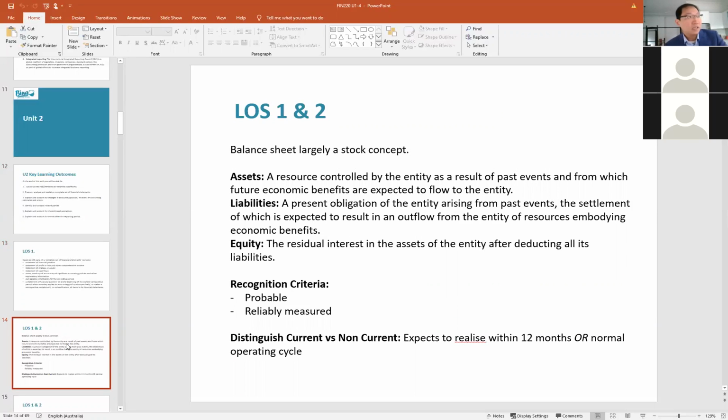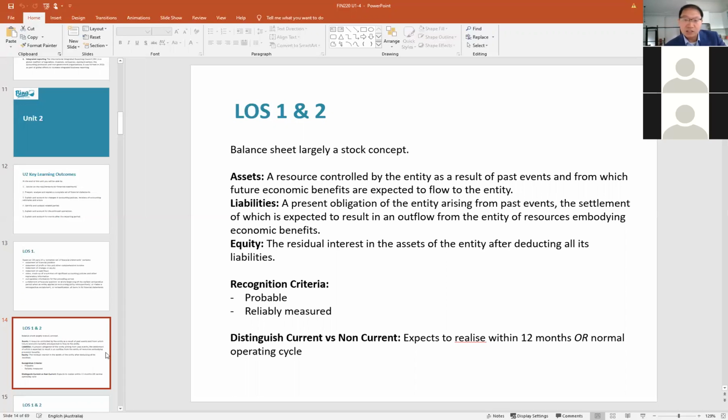So the idea behind a balance sheet is that it's going to be a stock concept, right? So it's going to be the resources that the company controls at a point in time. And what exactly forms the balance sheet is that we've got three major components. We've got assets, so the resources that you own and the resources that will help you generate an inflow. You have liabilities, which is something that you owe to others. And when you settle that, it's going to result in an outflow from your company. And then equity, which is the difference between assets minus liabilities.